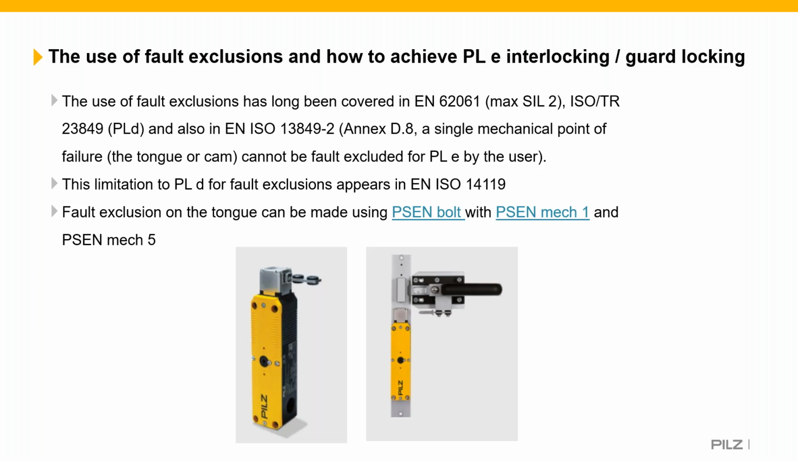This limitation to PLd for fault exclusion appears in 14119. And in the example here, we have our PSEN mech interlock, which is PLc rated. That's the unit on the left-hand side. The actuator is the single mechanical point of failure. And by using the PSEN bolt on the right, the image on the right, we can claim fault exclusion as the actuator is less likely to fail due to the over-dimensioning of the PSEN bolt. So we can therefore claim PLd for the interlock.